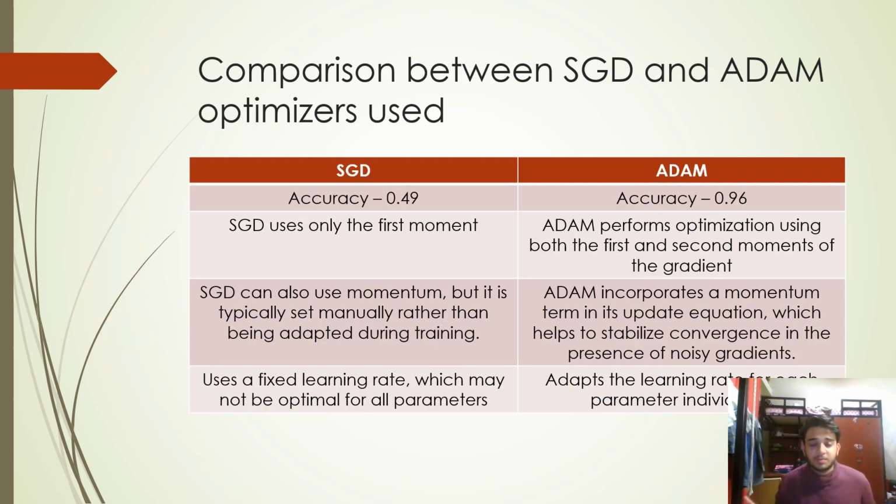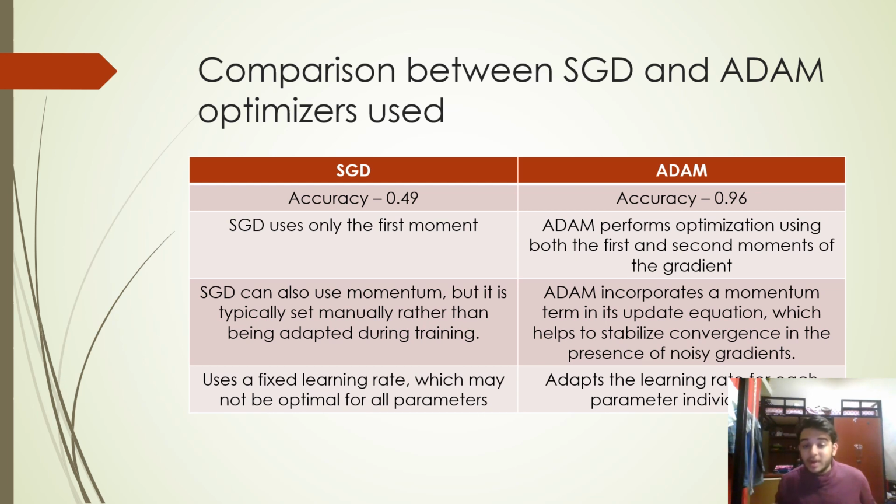So, as we have seen in the previous slide, after doing all the testing, we can finally compare the SGD and ADAM optimizers which we have used in our project. SGD has an approximate accuracy of 0.49 and ADAM has an accuracy of approximately 0.96, as we have seen before. So the primary differences boil down to 3 main points. ADAM incorporates a momentum term in its update equation, which helps to stabilize the convergence in the presence of noisy gradients.